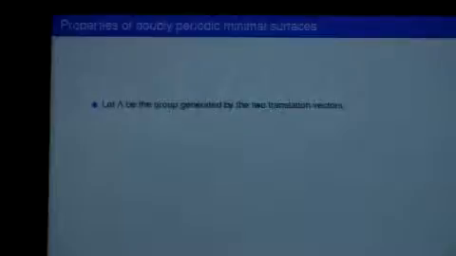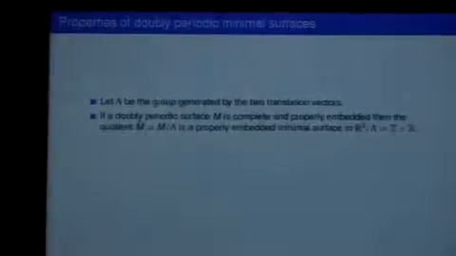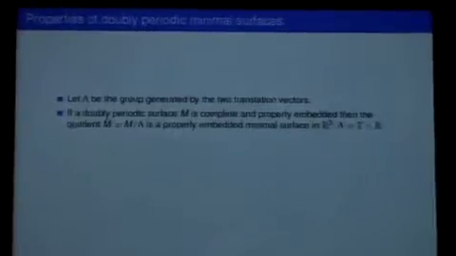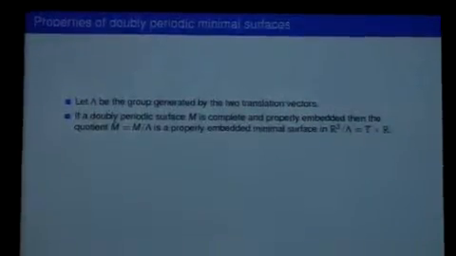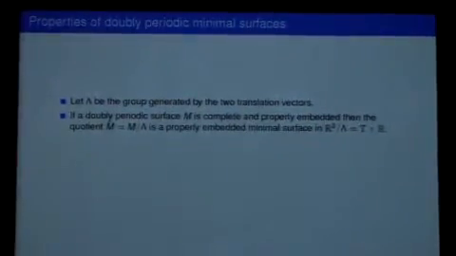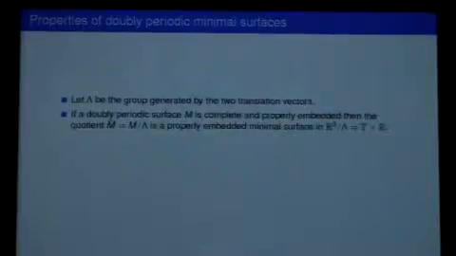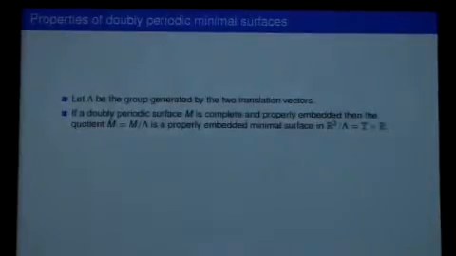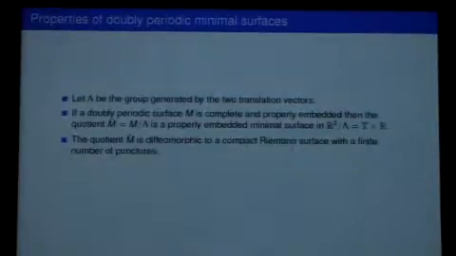Some properties of doubly periodic surfaces: let lambda be the group generated by the two translation vectors, and take a doubly periodic minimal surface in R3 that's complete and properly embedded. Then the quotient, modding out by the translation vectors, will give us a properly embedded minimal surface in the quotient space, T cross R. And work of Meeks and Rosenberg showed that the quotient will be diffeomorphic to a compact Riemann surface minus a finite number of punctures.